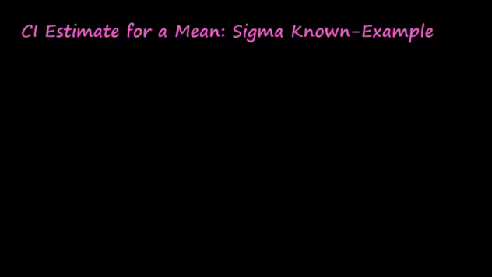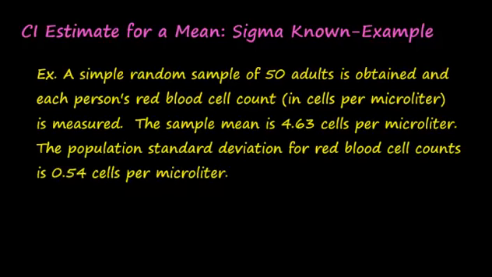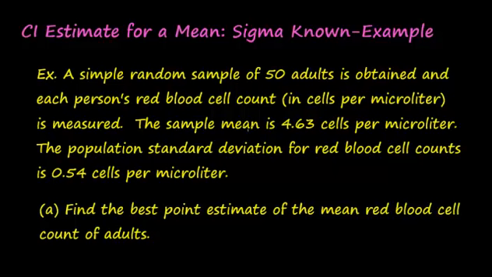Now we'll work an example where we construct a confidence interval estimate for a population mean, sigma known. A simple random sample of 50 adults is obtained, and each person's red blood cell count in cells per microliter is measured. The sample mean is 4.63 cells per microliter. The population standard deviation for red blood cell counts is 0.54 cells per microliter. So our first question is to find the best point estimate of the mean red blood cell count of adults.